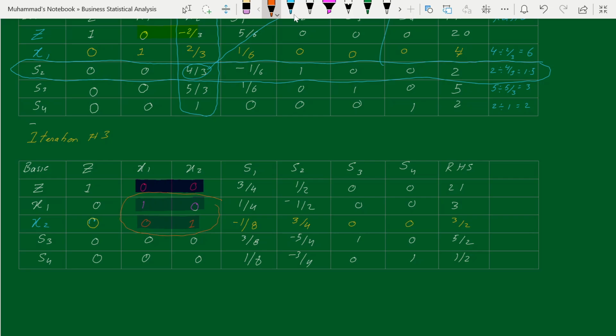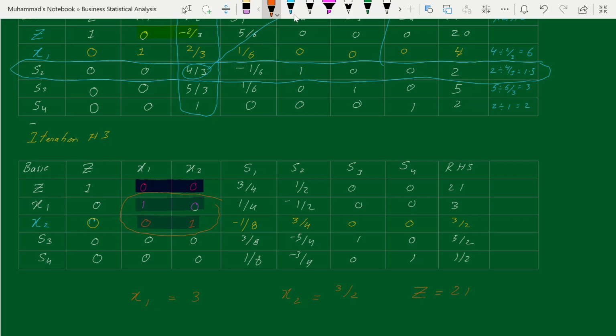Okay, so now if we ignore s1 and s2, we can write it in equation form. So x1 is equal to 3, because the coefficient of x1 is 1 and the right hand side is 3. And the coefficient of x2 is 1, so x2 becomes equal to 3 by 2. And for the corresponding z value, the coefficient of z is 1, and here we have 0, 0. So now you can see the z value is 21. So here is the final answer.